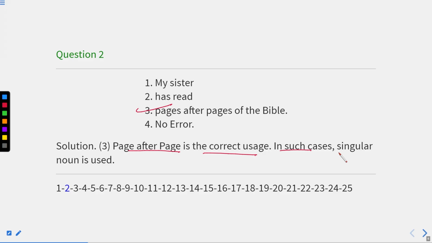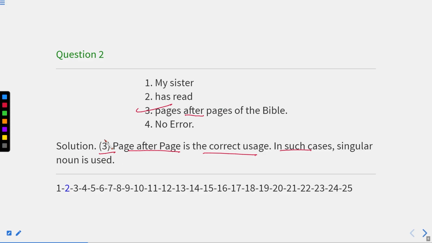In such cases, when two nouns are connected with a preposition, here is the word after, and pages after pages is written on the two sides of this after, and after is a preposition. Whenever we connect two nouns with a preposition, we cannot change either in plural. So here the correct usage will be page after page. The correct sentence will be: my sister has read page after page of the Bible. So here the error will be in the third part of the sentence.